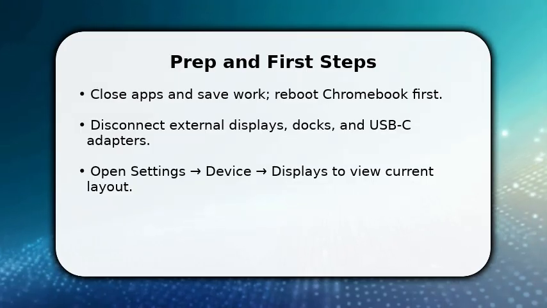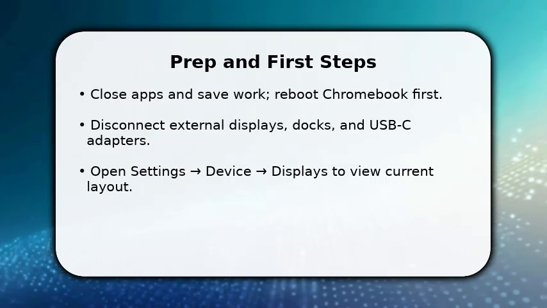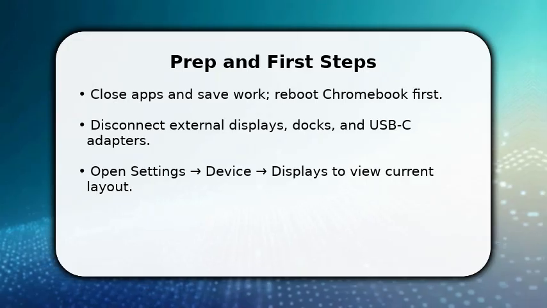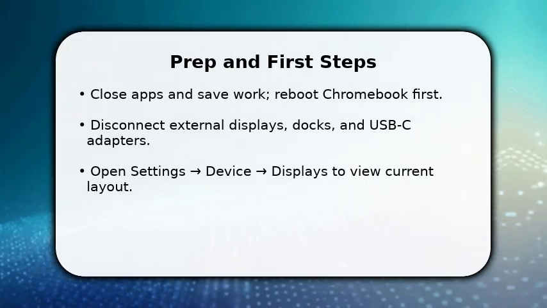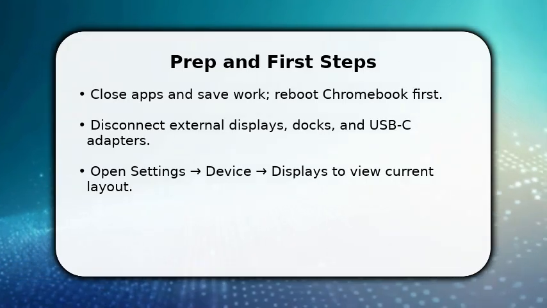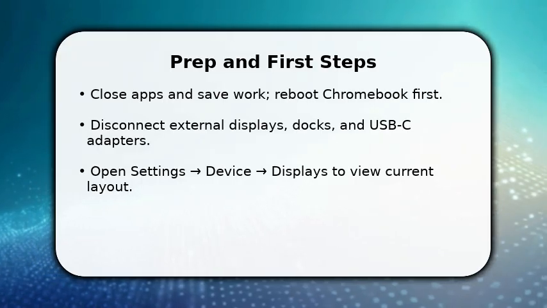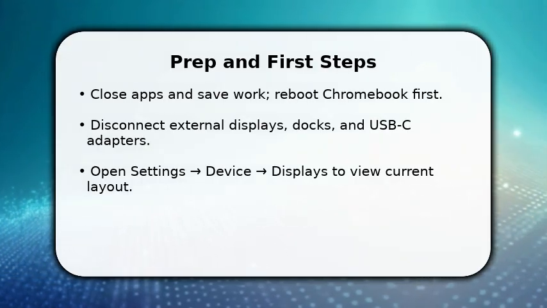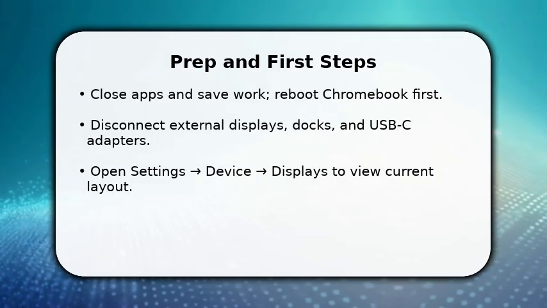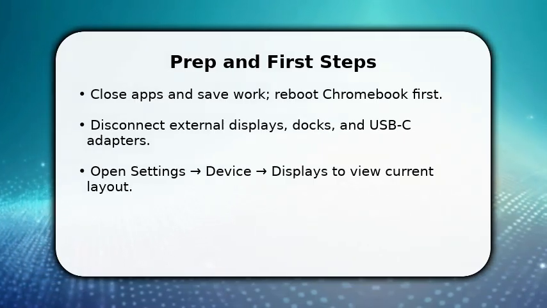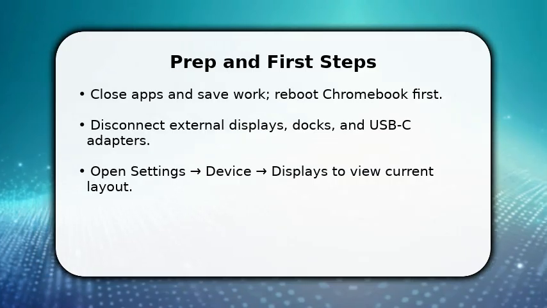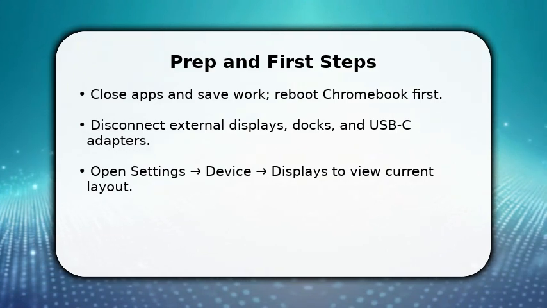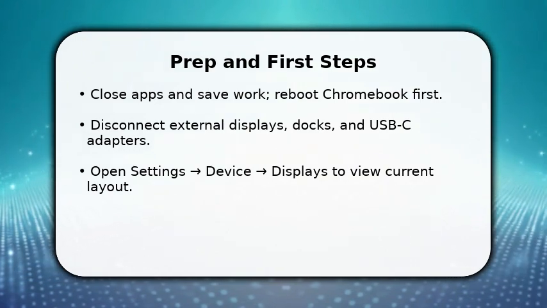You start by saving work and rebooting the Chromebook to clear transient GPU glitches. Once done, disconnect any external monitor, dock, or USB-C adapter so you isolate the internal display. Next, open Settings, go to Device then Displays to inspect mode and layout. This is where duplicate or mirrored outputs show. Do this because a fresh boot plus a clean hardware state removes most software-level duplicates and gives you a reliable starting point for the next adjustments.